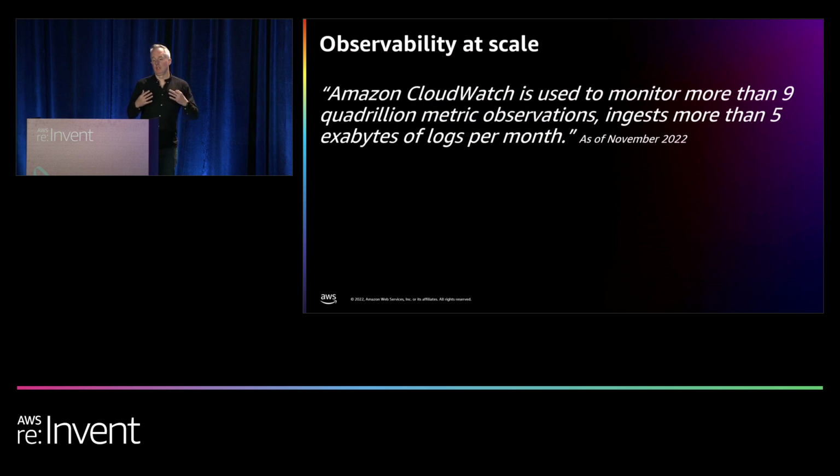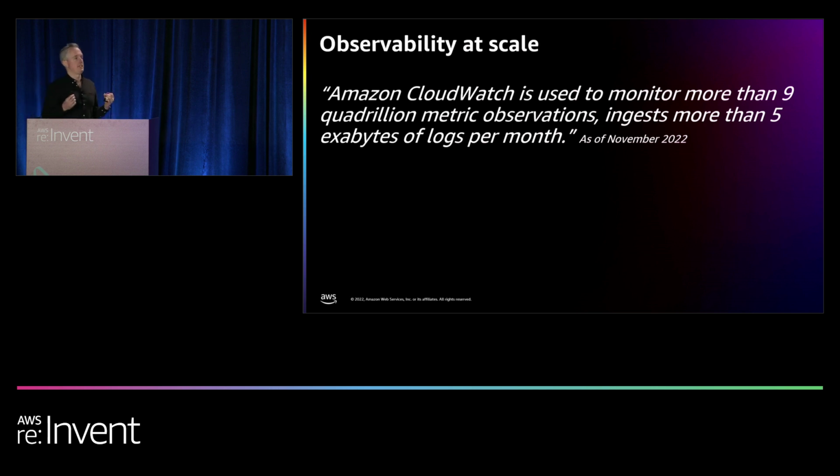Now, Amazon, I think, gathers huge amounts of observability data. So I felt sharing some numbers about the amount of data that we gather for observability systems will help give some level of the importance we place on observability at Amazon. As some of you may know, CloudWatch powers the observability at Amazon. And as of this month, CloudWatch is ingesting over 9 quadrillion metric observations and is ingesting over 5 exabytes of log data per month.